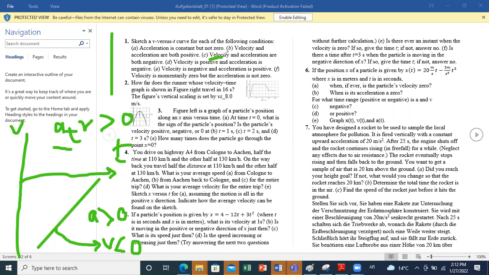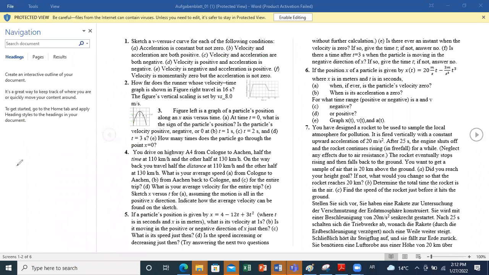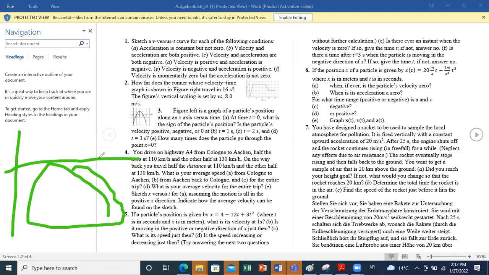Now, for the third graph, they want you to present the case of velocity and acceleration both negative. In this case, I should have the following graph, for example. Since V is negative, I should put the graph in this part below the T axis. And because A should be negative, I have a decreasing V, so the slope of V will be negative. Any question on how to draw these graphs?